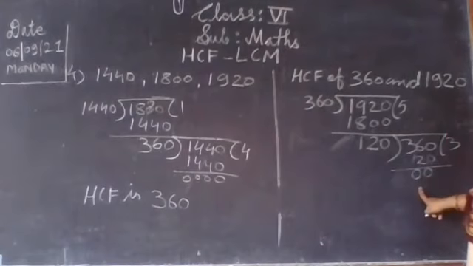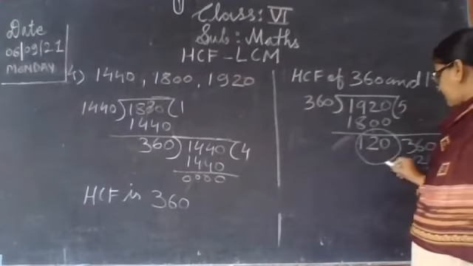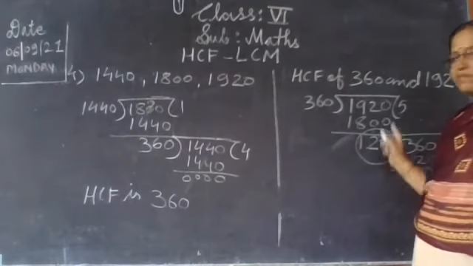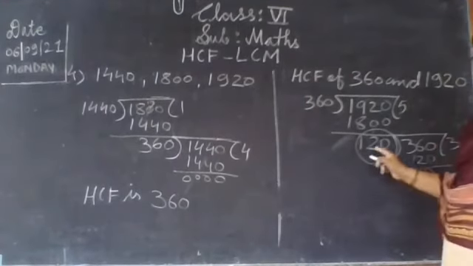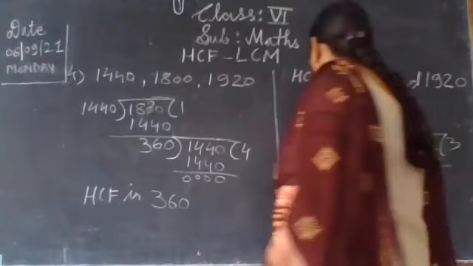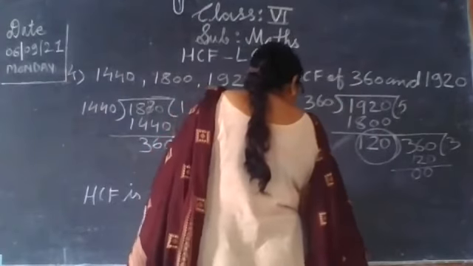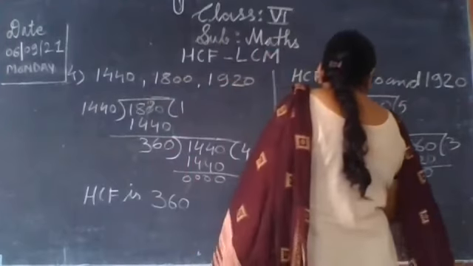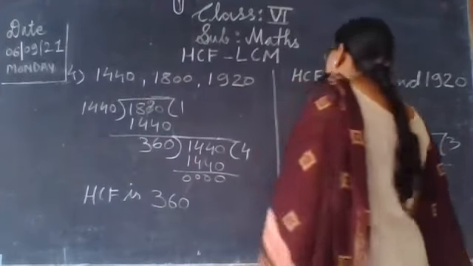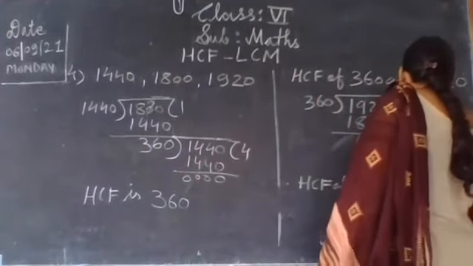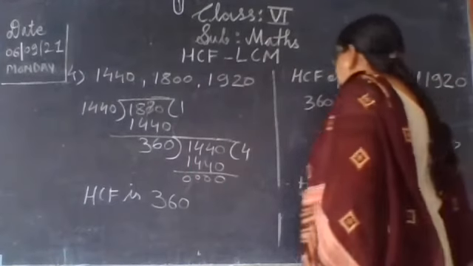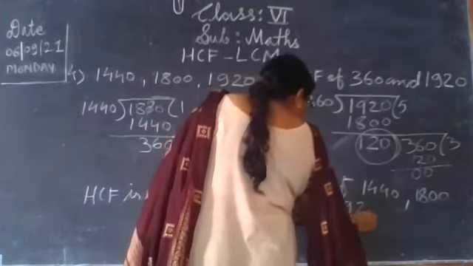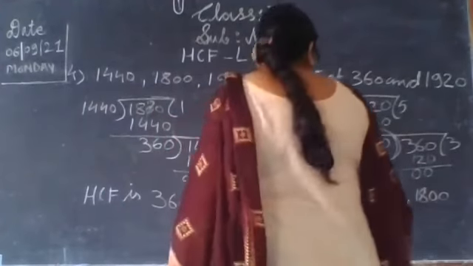Yes, remainder is 0. So what is the HCF? The highest factor is the divisor. Therefore, HCF of 1440, 1800 and 1920 is 120.